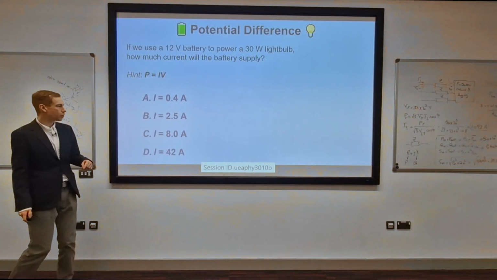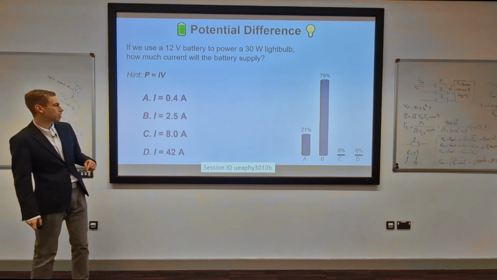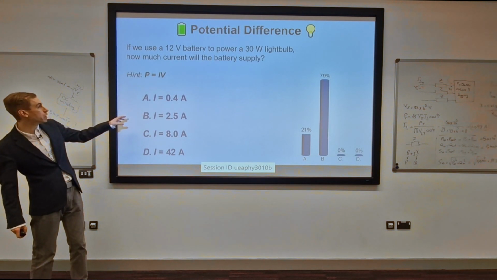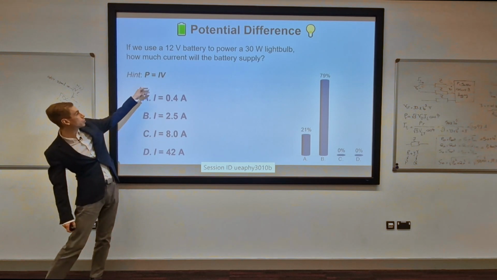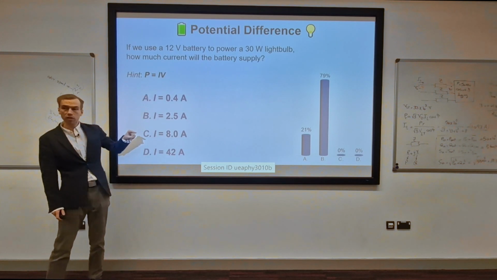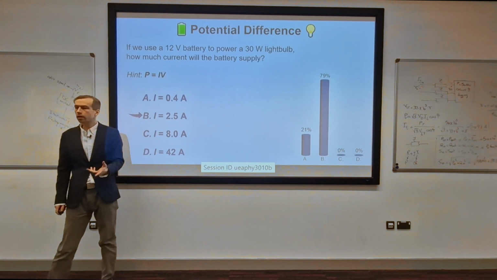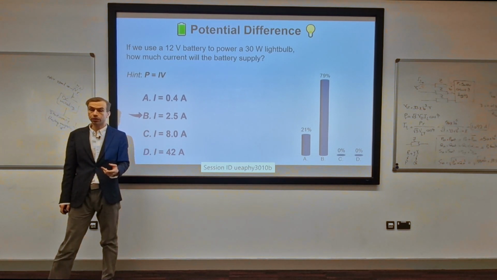All right, so let's see what everybody thinks for this one. Okay, so some people going for A, some people going for B. So when we solve this equation, see what we get for the current, well, we get the 2.5 amps over there. Okay, so very well done, everybody, with that question.